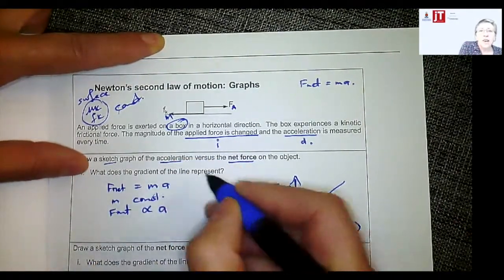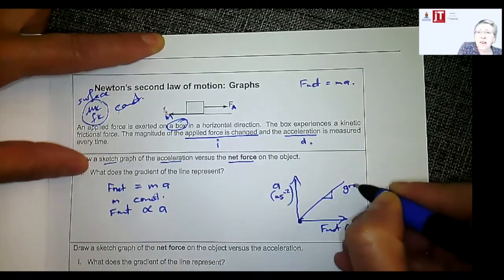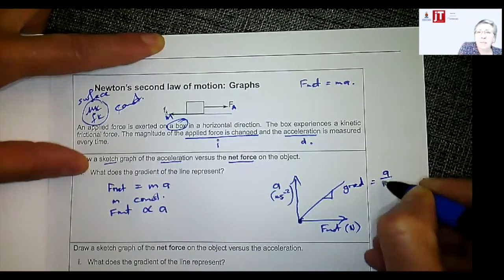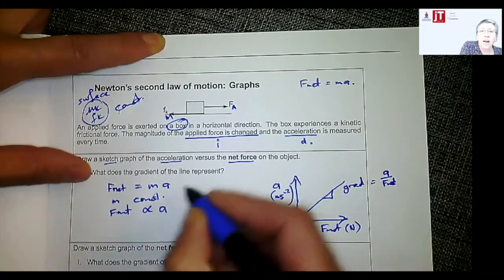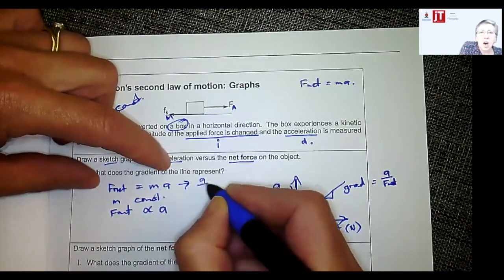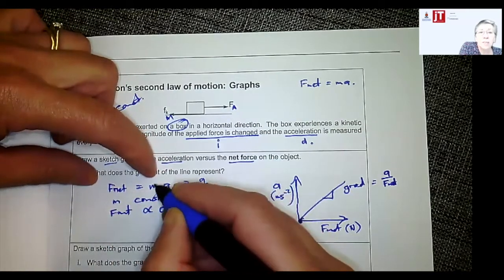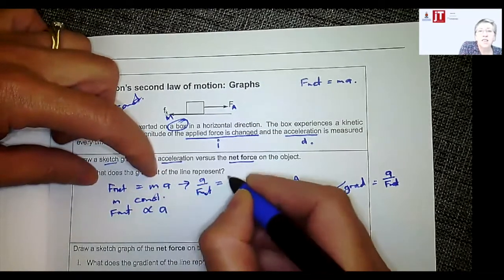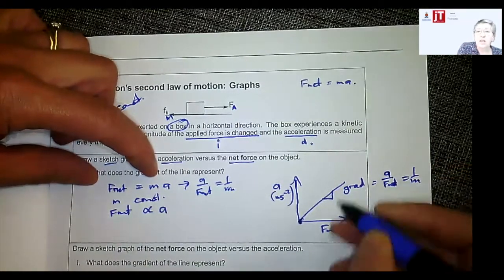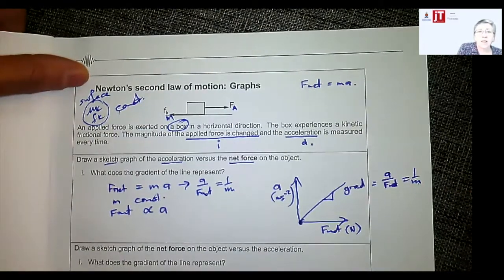Then what does the gradient of this line represent? Now we're looking at the gradient over there. The gradient over there will be y-axis divided by x-axis. Now, how can I get from this equation A over F net, right? A divided by F net means I have to take M over to the other side, and that is 1 over M, right? So this is the inverse of mass.